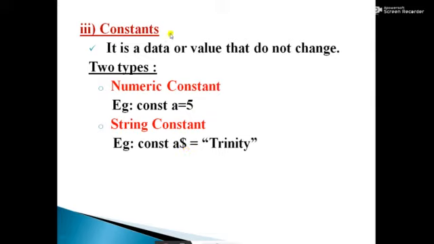So constant means what? It is a fixed value. The value does not change during the program execution. It contains two types, numeric constant and string constant. Is it clear, student? Here I have used the keyword const. I will explain the use of this with the help of a QBasic program, and I will explain all these concepts.